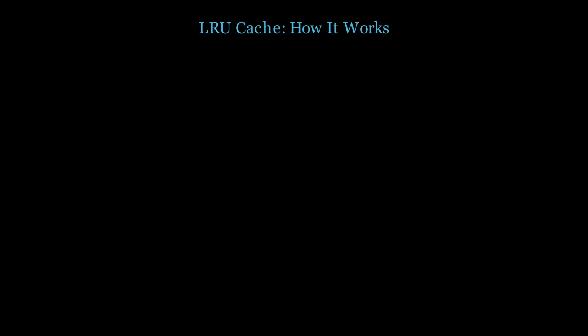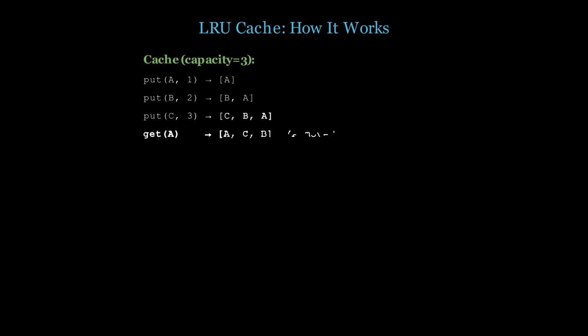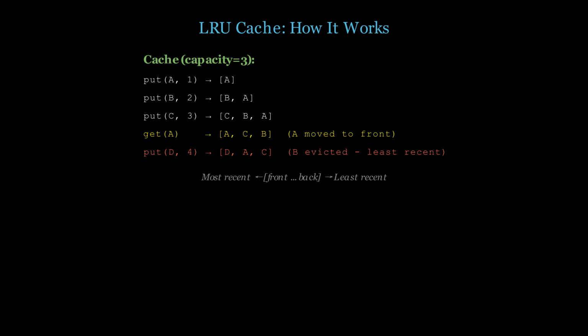Let's understand LRU cache behavior before implementing it. Watch how LRU cache works. We add A, B, C in order. When we access A with get, it moves to the front as most recently used. When we add D and the cache is full, B is evicted because it's least recently used. The front of the list always has the most recent item. The back has the least recent. This ordering is maintained automatically by the data structure.